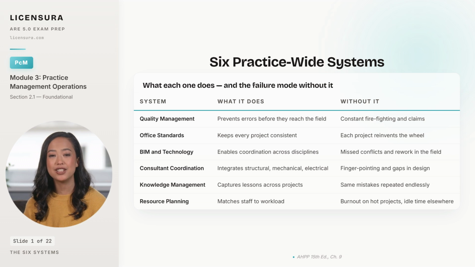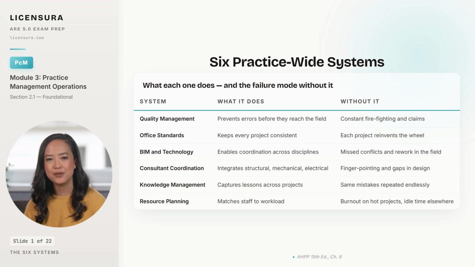Consultant coordination integrates structural, mechanical, and electrical into a unified design, and without an owner of that integration, every discipline assumes someone else checked the seams. Knowledge management captures lessons across projects, so the firm stops repeating the same expensive mistake on every job. And resource planning matches staff to workload, because the firm that burns out its best people on the hot project while another team sits idle is the firm that loses both kinds of people within a year.